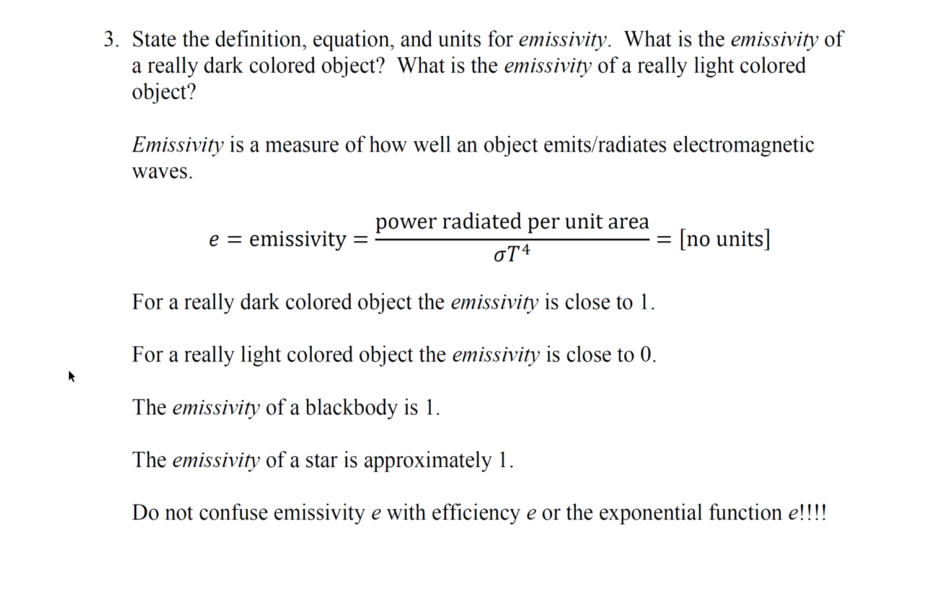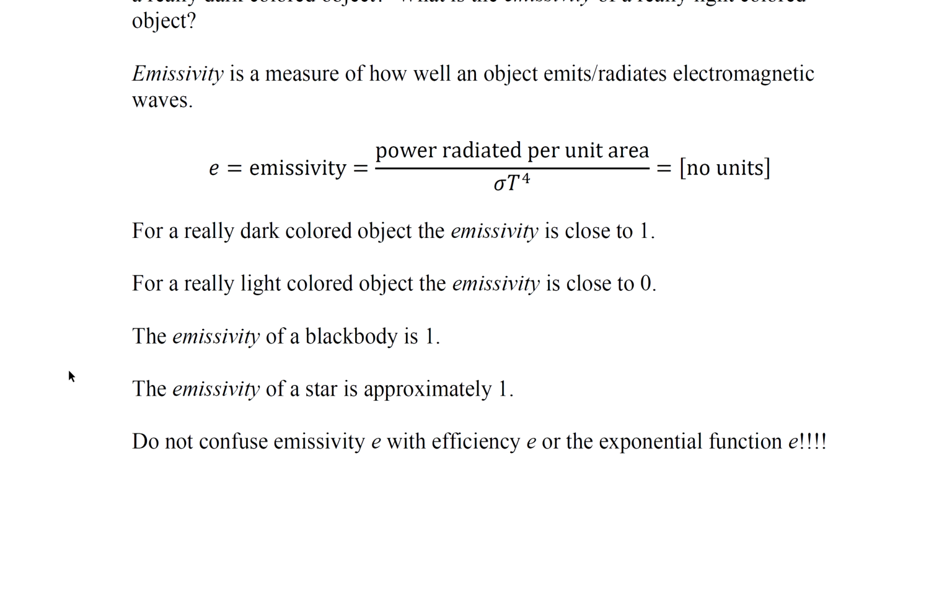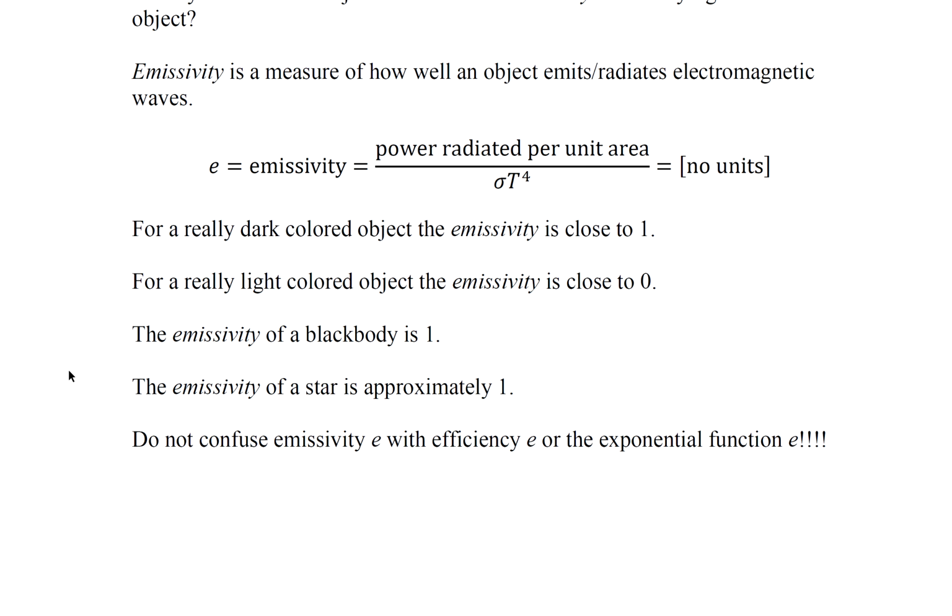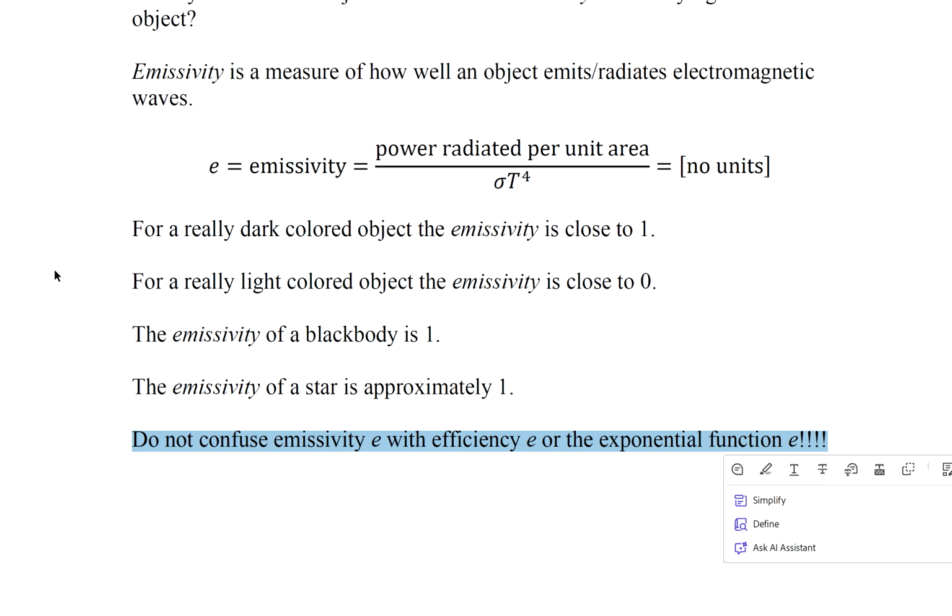For a really dark colored object, the emissivity is close to 1. For a really light colored object, the emissivity is close to 0. The emissivity of a black body is 1. The emissivity of a star is about 1. Do not confuse emissivity e with efficiency e or the exponential function e.